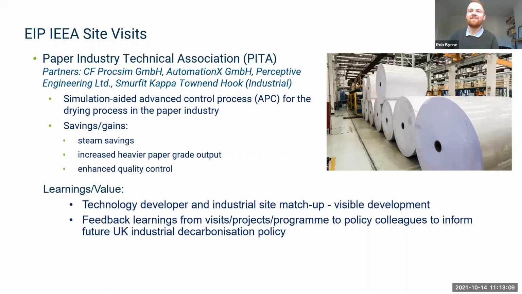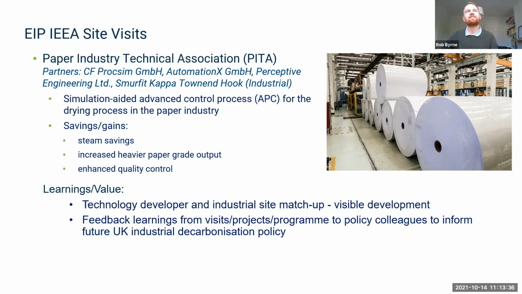So another visit which I was able to make, I think this was last week actually, was to the Smurfit Kappa Townsend Hook paper mill, which is in Snodland. And this is the industrial site for a project that's led by the Paper Industry Technical Association with consortium partners CF Proxime, Automation X and Perceptive Engineering.